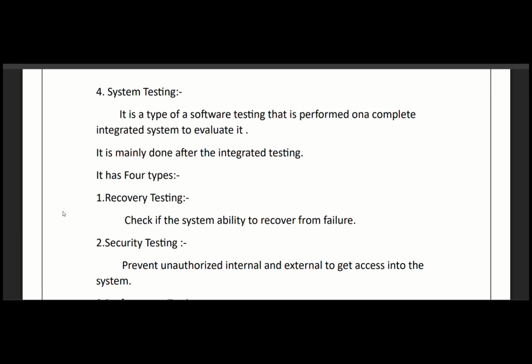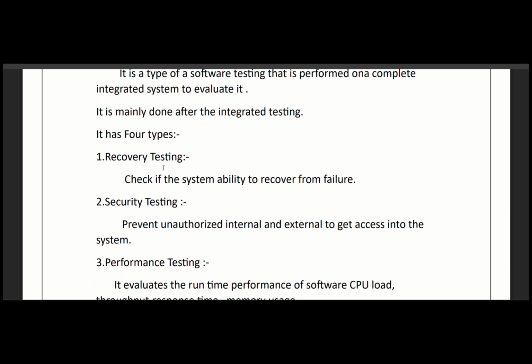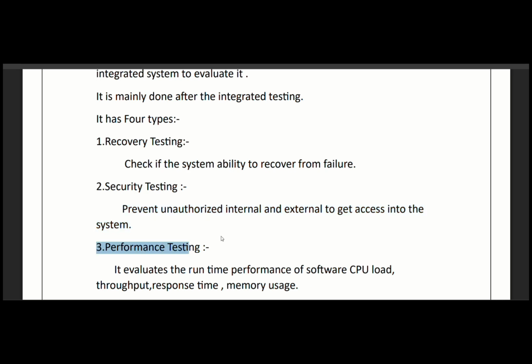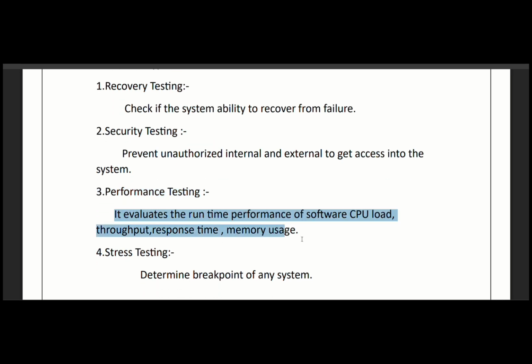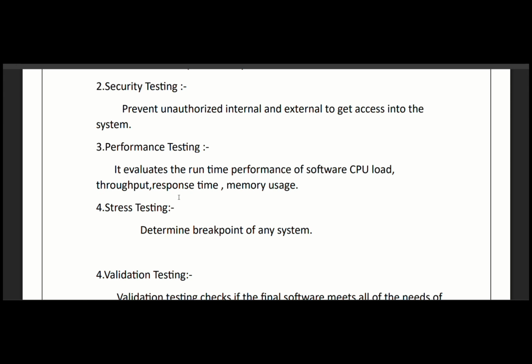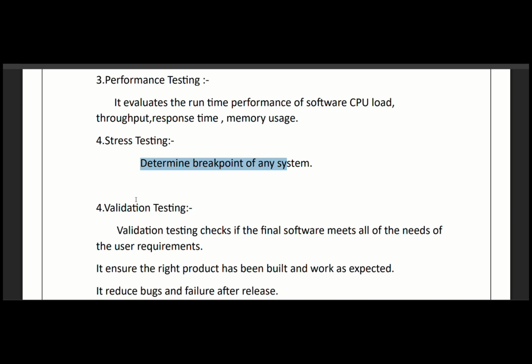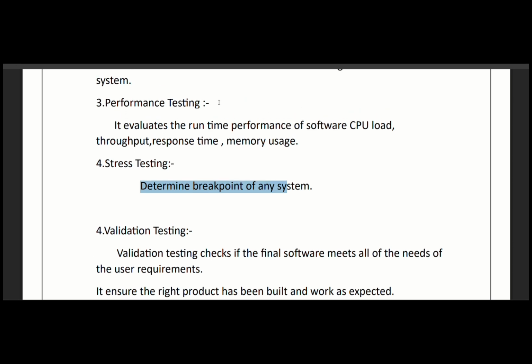Basically, system testing has 4 types. First is recovery testing. It checks the system's ability to recover from failure. Second, security testing. It prevents unauthorized internal and external users from getting access into the system. Third is performance testing. It evaluates the runtime performance of software: CPU load, throughput, response time, and memory usage. Fourth, stress testing. It determines the breakpoint of any system. System testing basically tests the entire application.